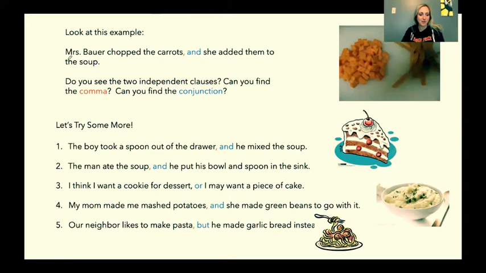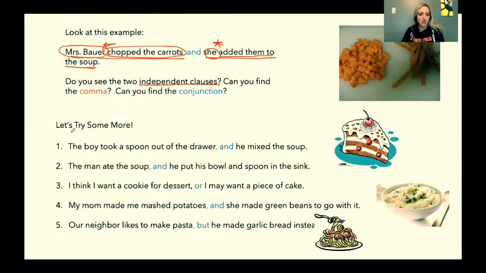Look at this example. Mrs. Bauer chopped the carrots and she added them to the soup. Do you see the two independent clauses? Look, Mrs. Bauer chopped the carrots. She added them to the soup. These groups of words make sense by themselves, and they each have a subject and predicate. Mrs. Bauer is the subject, chopped the carrots is the predicate, and she is the subject, added them to the soup is the predicate.